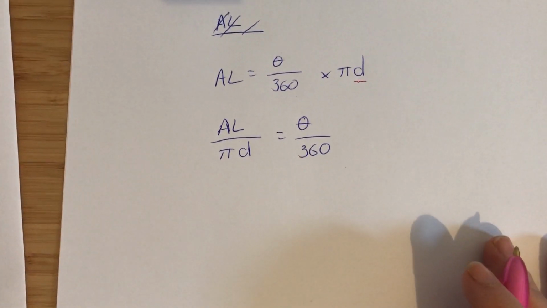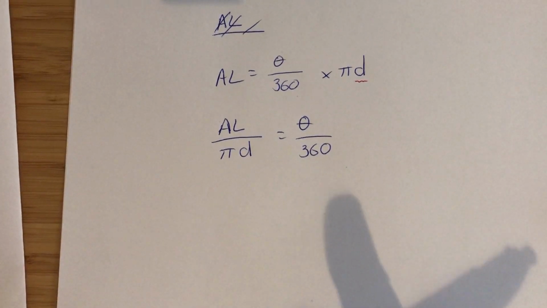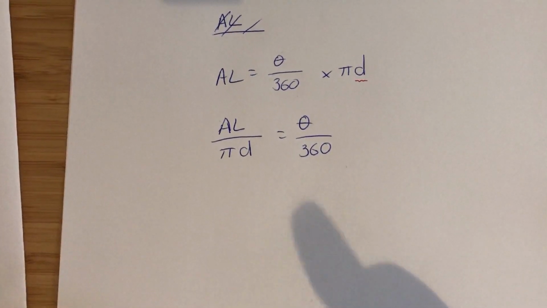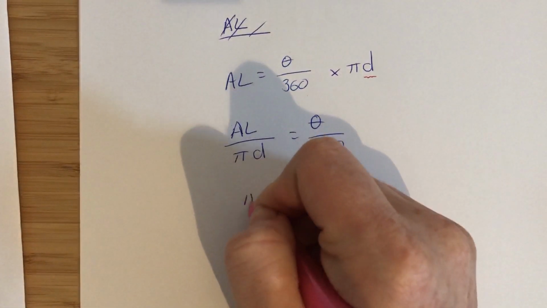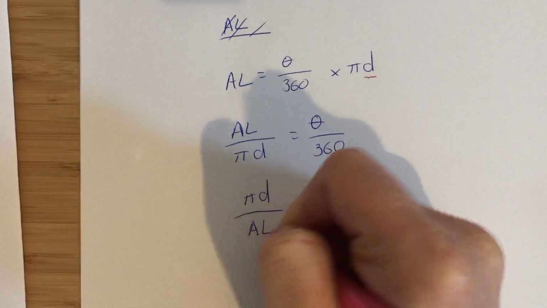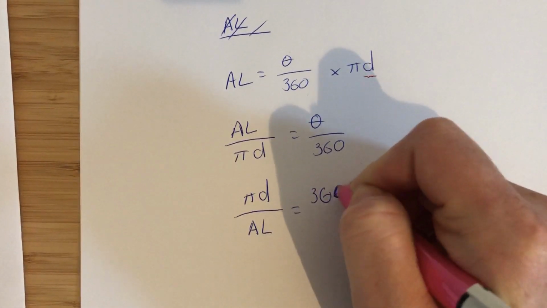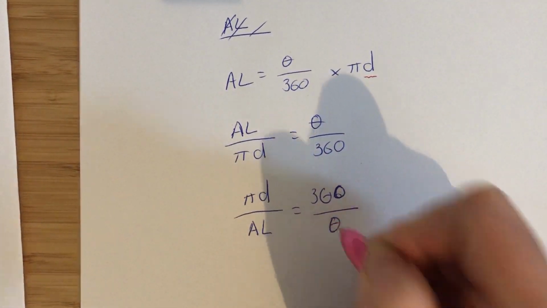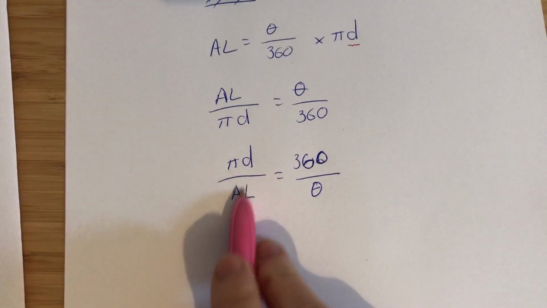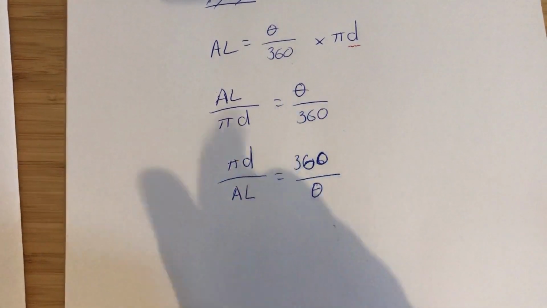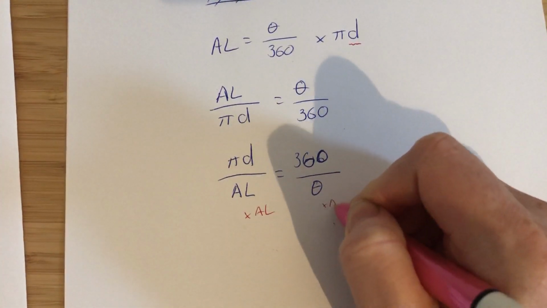Now, in sine rule, we've used this before. If we know that a over sine a equals b over sine b, we can flip them upside down and do sine b over b equals sine a over a. Here you can do exactly the same. So we're just going to flip these upside down. So pi d over arc length equals 360 over theta. So we're getting a little bit closer to getting the diameter by itself. First of all, we want to multiply both sides by the arc length because we're dividing by that there. So multiply by arc length on both sides.